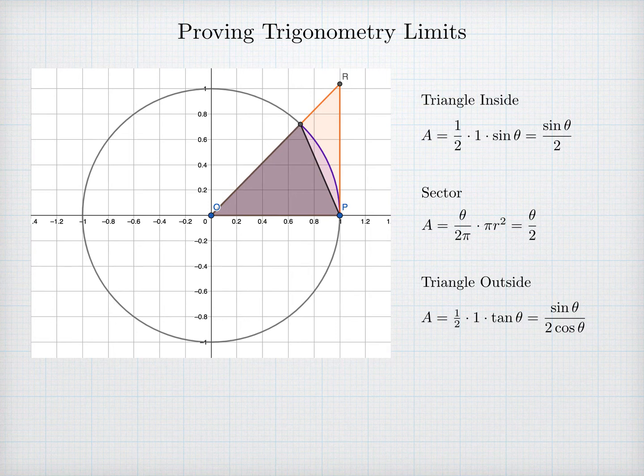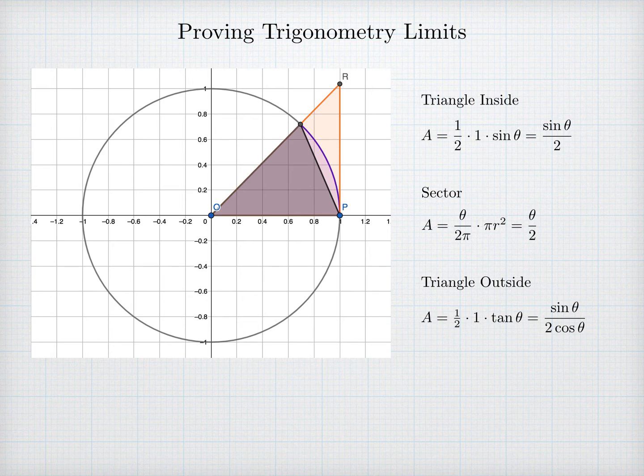The sector is a fraction of the circle, so I can decide what fraction that is by taking the angle theta and dividing it by the total radians in an entire circle, which is 2 pi. So my sector has a fraction theta over 2 pi of the entire area of a circle. The area of a circle is pi r squared, and the unit circle has radius 1. Consequently, the area of the sector is the angle theta in radians divided by 2.